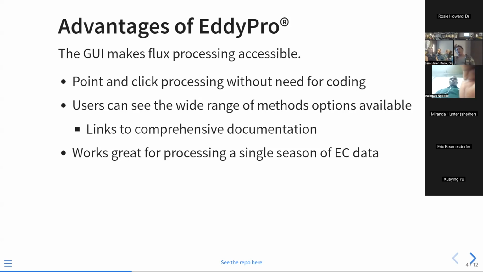I like how if you hover over the little question marks, they give you a link to the relevant documentation for the different processing methods. So if you've got a single season of eddy covariance data to process, 3 months or something, EddyPro is going to work great for you.